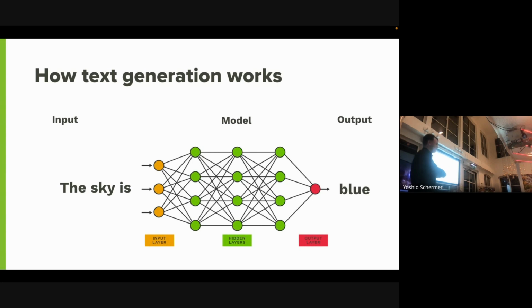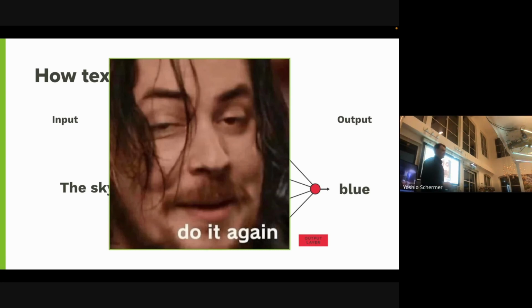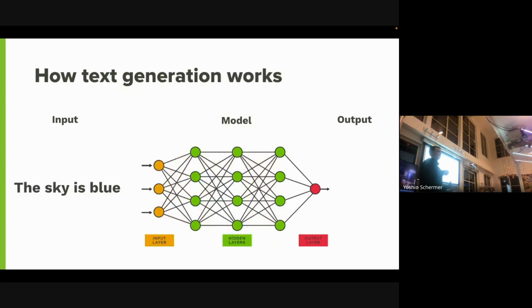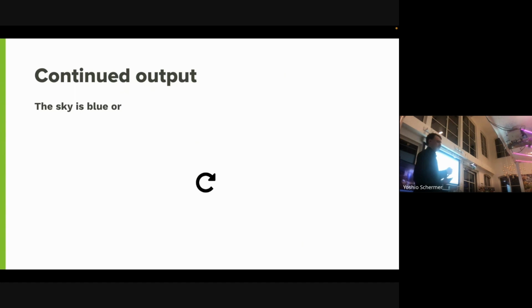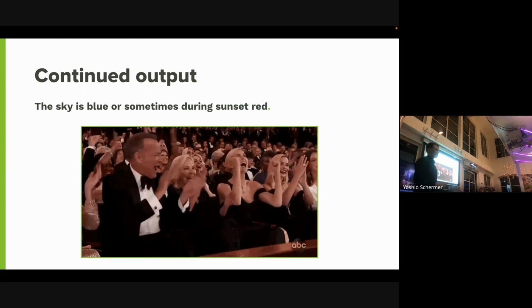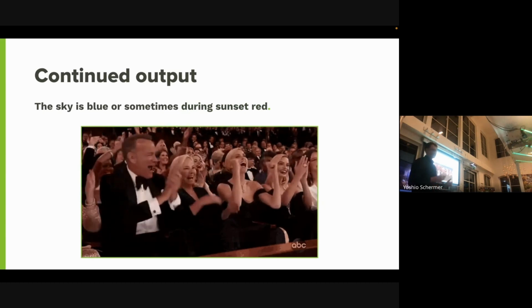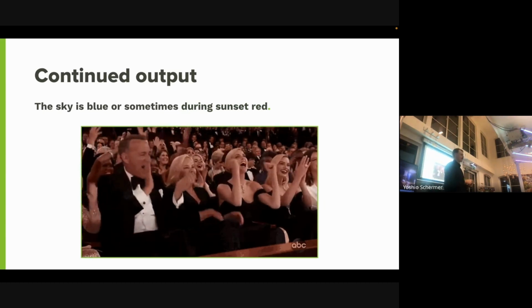How do you get from this, a model that's really good at predicting the next word, to these long-winded ChatGPT outputs? You just run it again. You move the word blue to the input, run it again, and it's the most likely next word to be, which would be or. Let's put that on a loop. The sky is blue, or sometimes during sunset red. And that's AI. That's the billion-dollar industry that has everyone talking. It's a statistically most likely next word, and then you just go on.